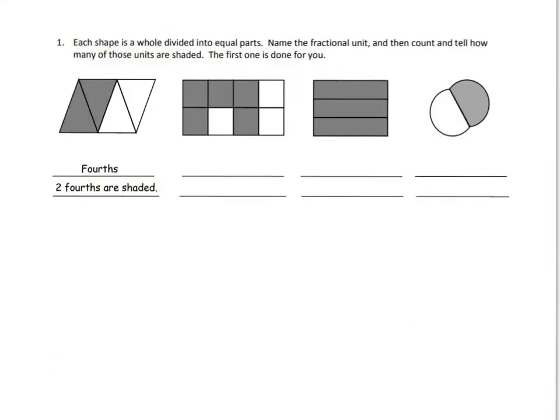Let's go ahead and turn our attention to the problem set. Let's read through the directions. Each shape is a whole divided into equal parts. Name the fractional unit and then count and tell how many of those units are shaded. The first one is done for you. So I see each shape is a whole divided into equal parts. I need to name the fractional unit and then count and tell how many of those units are shaded.